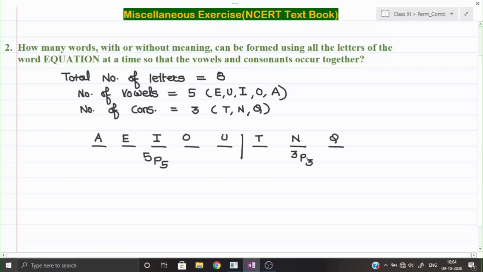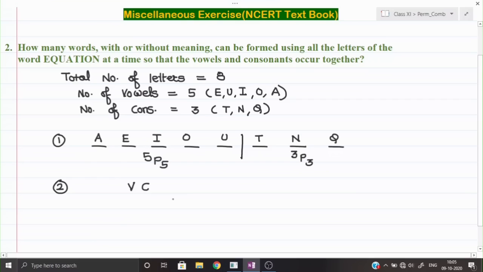Okay, so these two things we can arrange by 5P5 and 3P3 ways. Here combination will not work because the sequence matters, right? Now, tell me, initially we can say the arrangement of vowels is over, the arrangement of consonants is over. Now the group of vowels is one answer, and second, I have taken the group of vowels first and then the consonants.